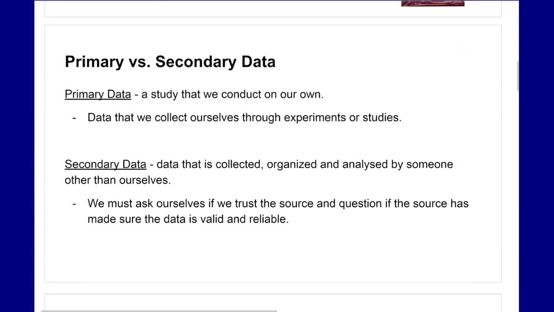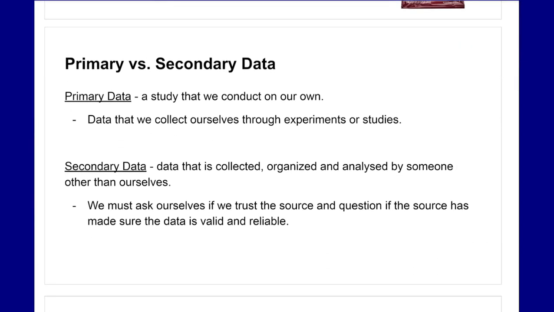Moving into some of the terminology that we're going to be working with. First one we have is primary versus secondary data. So primary data is basically a study that we conduct on our own. Essentially, it is data that we collect ourselves. So if we are collecting the data ourselves personally through experiments or studies, it's considered primary data.